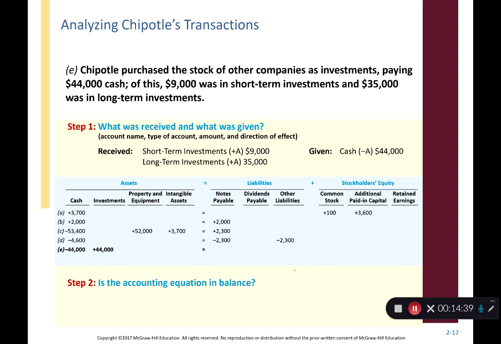Again, we're just focused on the bold item E right now. So our assets go up and down by $44,000. We've just exchanged cash for investments. Is the equation in balance? It sure is. Nothing happened to our assets and nothing happened to our liabilities and equity. So we're still in balance. It's okay if the net effect is 0. You're still in balance. No effect on either side.